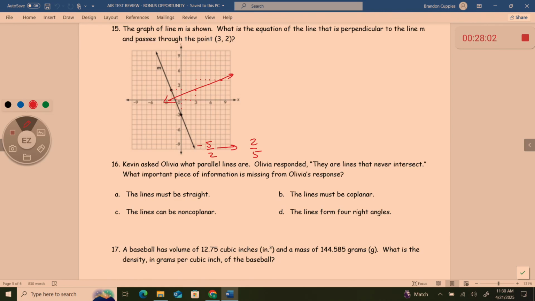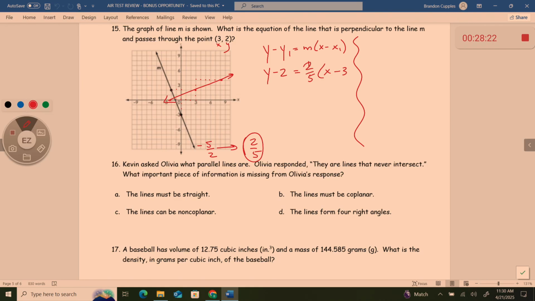So again, you can do this in one of two ways. You can use your point-slope form, and this is definitely quicker and easier by plugging in your x and your y value with your new slope. Okay, so it would be this: y minus 2 equals 2/5 times x minus 3, and you're done. You could put that down, and that's your equation.